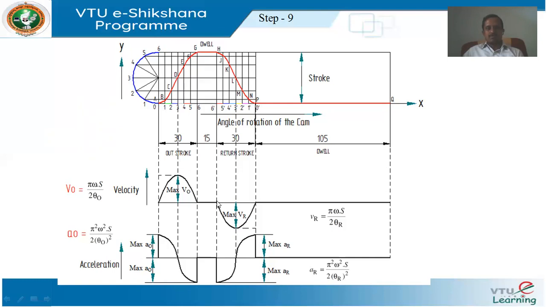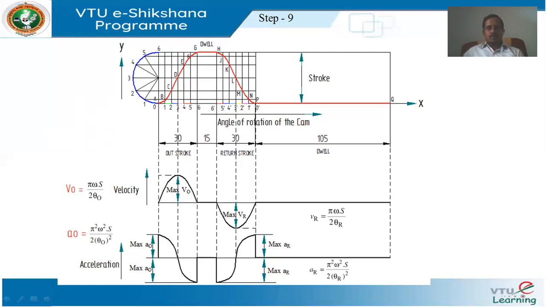Then from the beginning of return stroke, the maximum, to the end of return stroke, with a parabolic arc. Then from the end of return stroke to the end of cam rotation, that is the second dwell period. During this period, the follower motion is constant and comes along the origin. So this is the method to construct the velocity diagram under SHM. Now let me see how to construct the acceleration diagram.